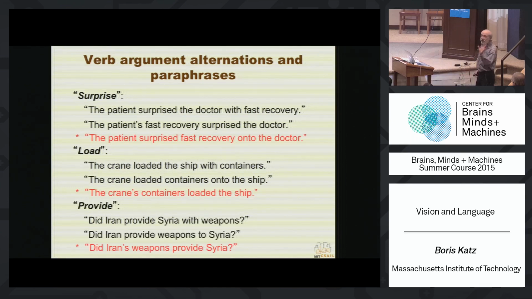So linguists put stars in front of bad sentences. So here I tried to use the word surprise with the alternation which load allows you to do. It uses the same onto, and it says the patient surprised fast recovery onto the doctor. It makes absolutely no sense. Here I tried to do a surprise alternation for the word load. And it says the crane's containers loaded the ship. Again, complete gibberish. And the same below, did Iran's weapons provide Syria?